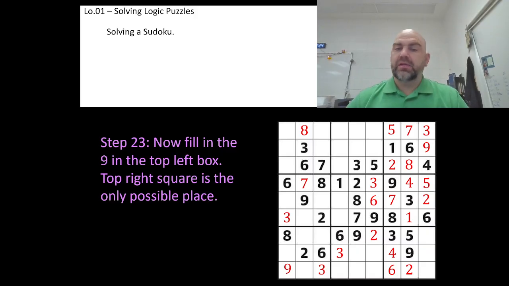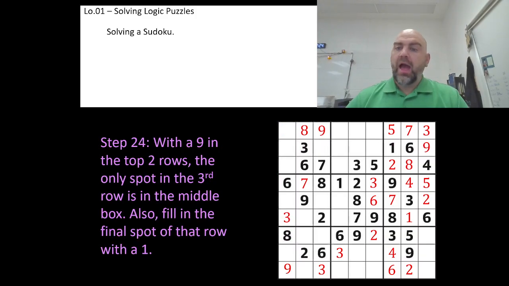Okay, so now we're going to fill in the 9 in the top left box. The left column already has one, the middle row has one, and the only spot available there is the top right. So we're going to fill that one in. And now in the middle box here, we already have a 9 in the top two rows, so we need one in the bottom row. We're missing a 9 in that box, so we're going to fill that one in as well. And then with that row, it's almost filled in. It's just missing a 1, so let's plug a 1 into there as well. I'm going to try to finish up some of those rows if I have a chance to.